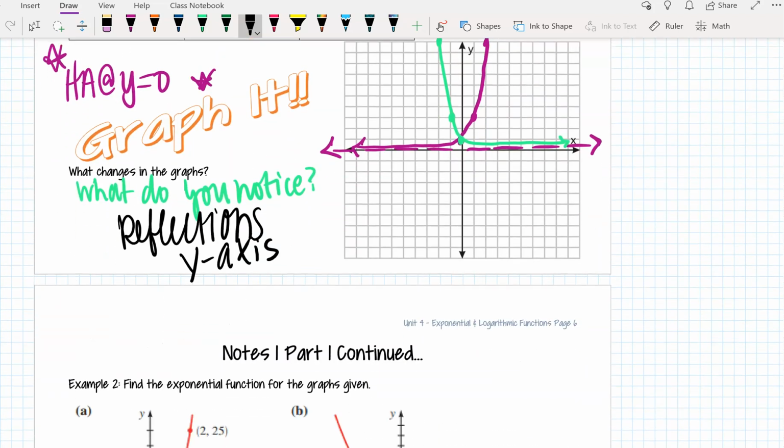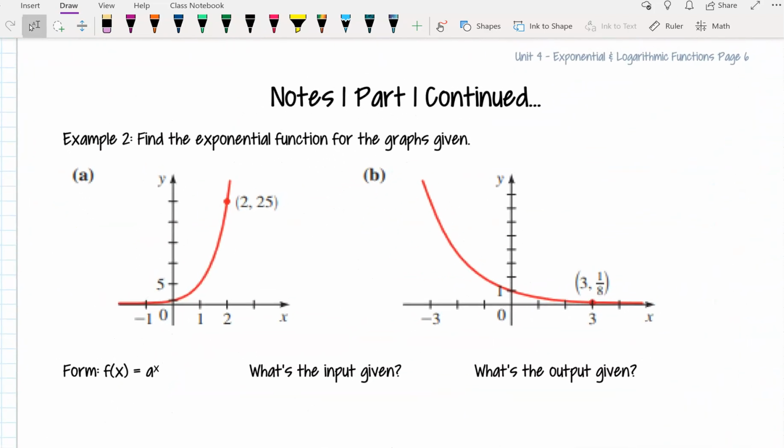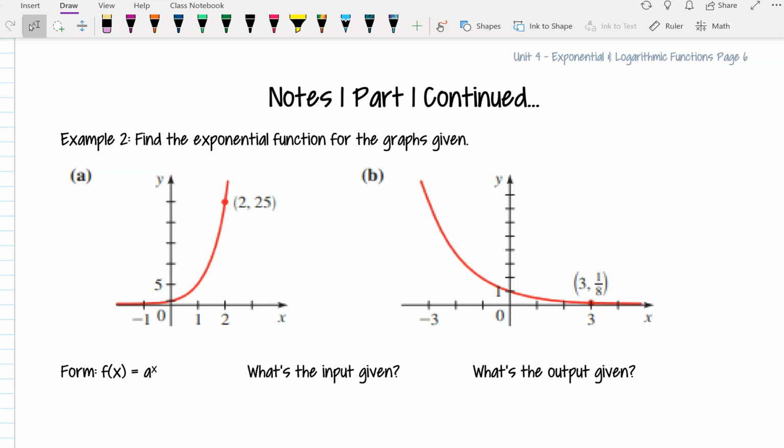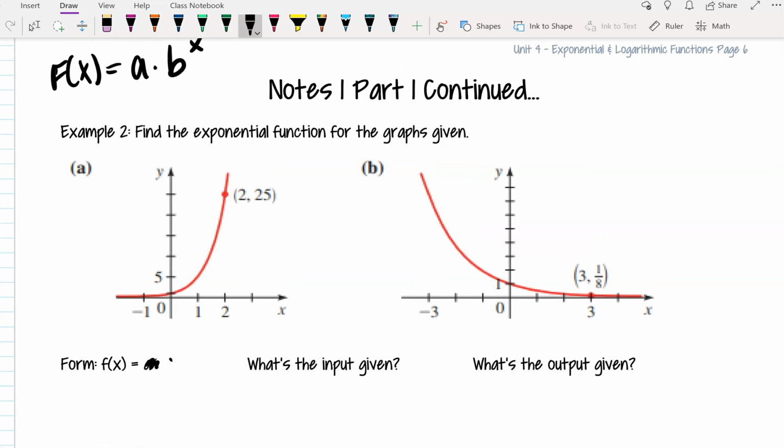Okay. So moving along, for notes 1, part 1, we have this example: find the exponential function for the graphs given. So again, we're going to use this form, our f of x equals a times b to the x. Most of these problems, a is going to be 1. So we'll make that change down here too.